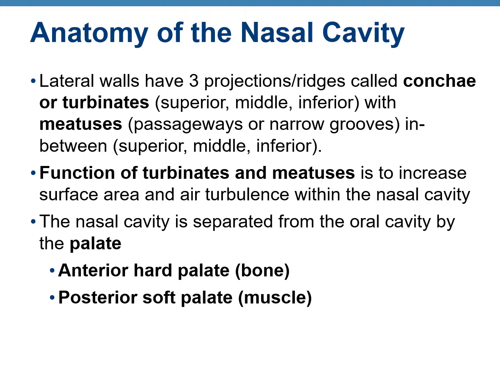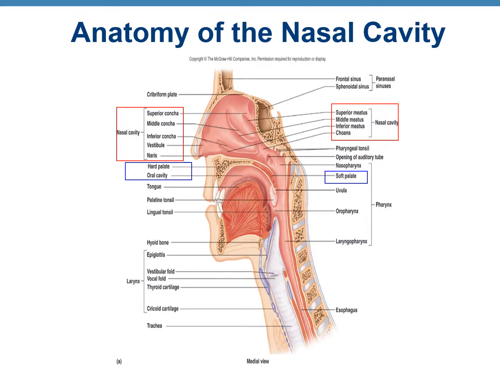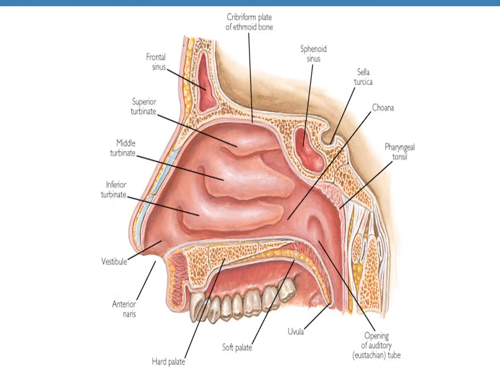The floor of this room, the nasal cavity, that means the bottom part of the nasal cavity, is separated from the oral cavity by a structure known as the palate. The anterior part of the palate is made up of bone. This is known as the anterior hard palate, and the posterior part is muscular, so that is the posterior soft palate. This figure illustrates the anatomy of the nasal cavity. You can see the turbinates and the meatuses in this figure.